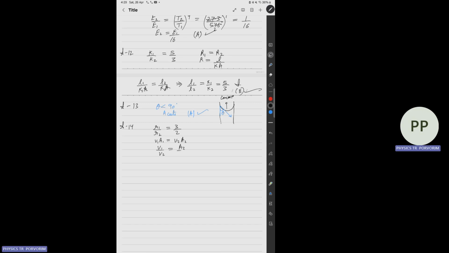So it will be A2 by A1, and area is pi r square. So it will be R2 by R1 whole square. And R1 by R2 is given to us, so R2 by R1 will be 2 by 3 squared, that is 4 by 9 now. The ratio is 4 by 9, that is option 1, means A. 15th question.